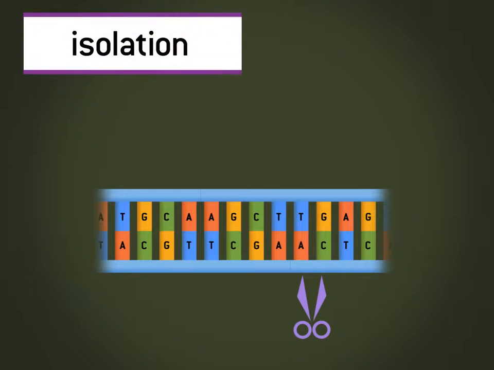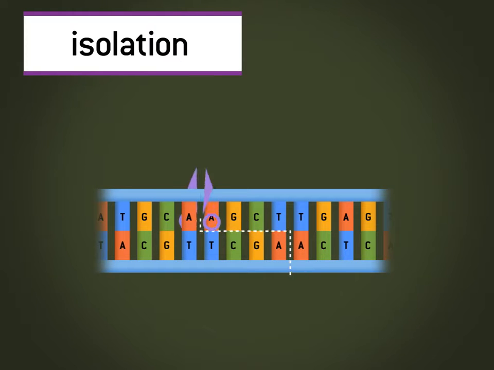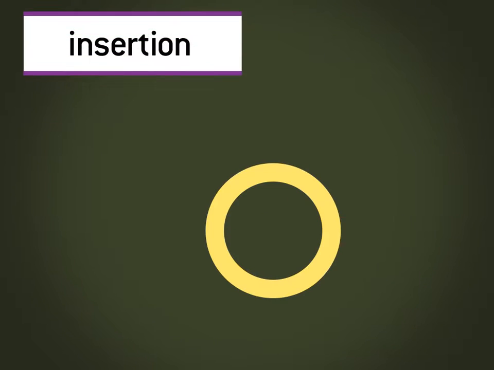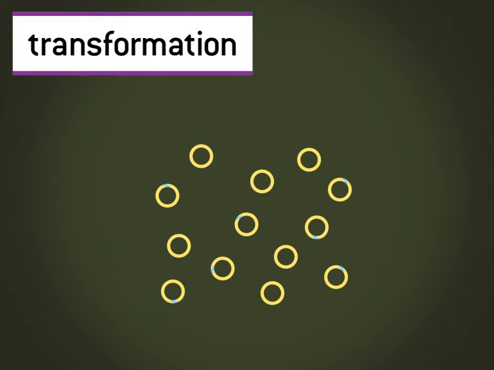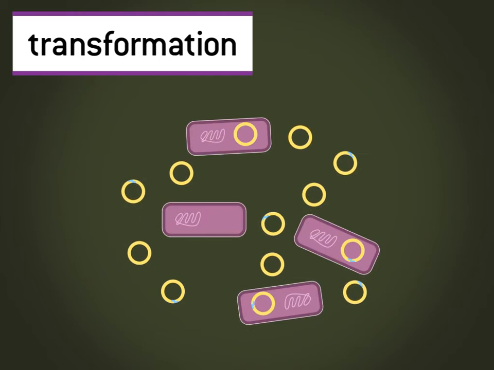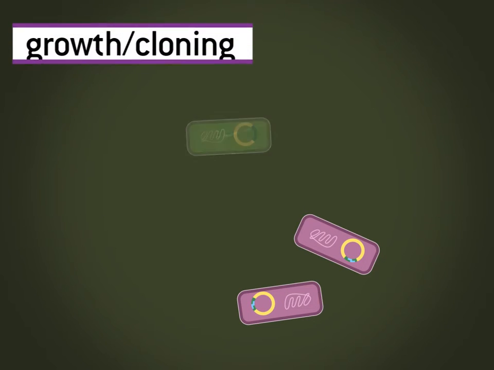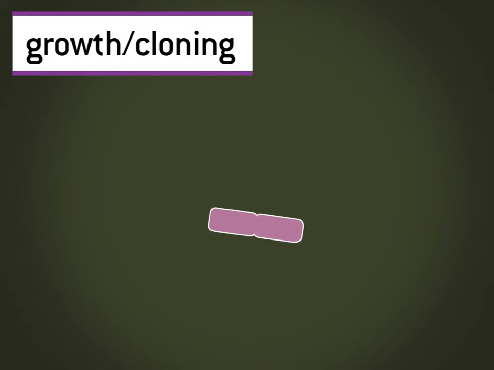The required gene is identified and isolated using restriction endonucleases. The isolated gene is inserted into a vector, such as a plasmid, using the same restriction endonuclease to cut the plasmid and DNA ligase to join the strands together. The vector is introduced into a suitable host cell in a process called transformation. Markers are used to identify the host cells that have taken up vectors containing the gene to be cloned. These cells are then cultured to produce the gene or protein in large quantities.